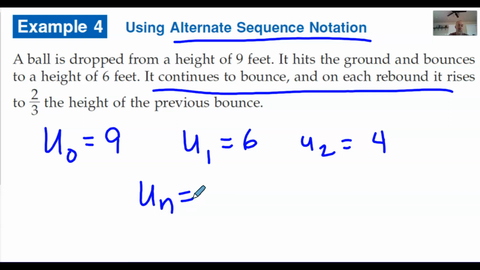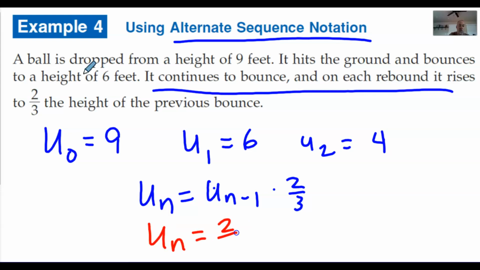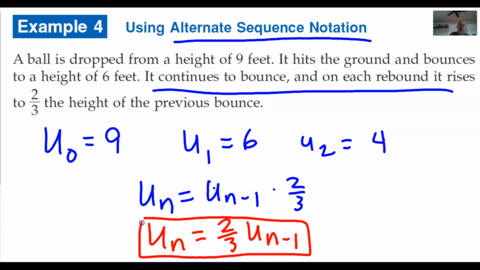Any term in the sequence is going to be the previous term times 2/3. Or it makes more sense to write it this way, 2/3 times the previous term. And again, this is the same as the sequences we've been looking at. It's just an alternate way to start the sequence. Instead of U1, we would start at U0.